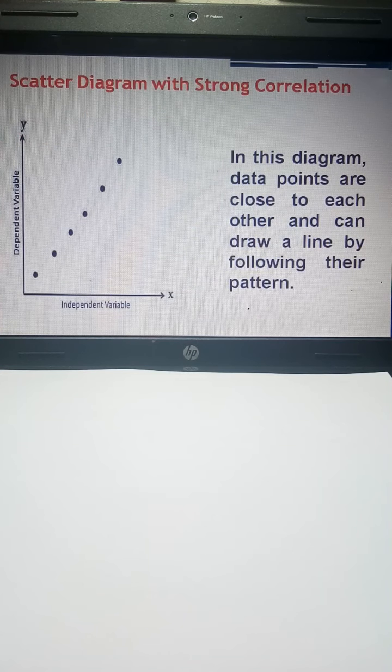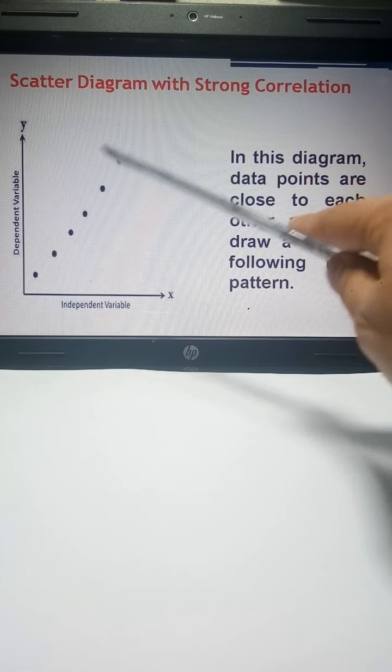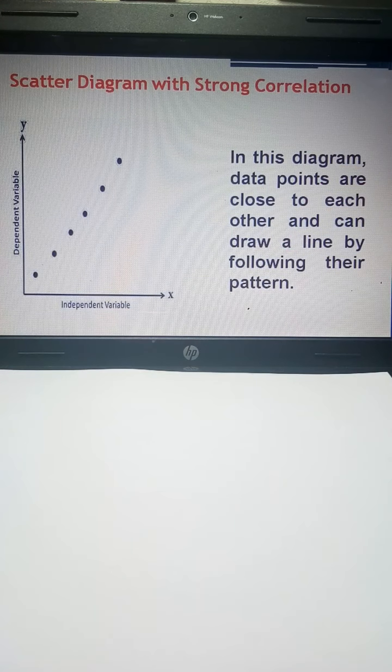Then the scatter diagram with strong correlation. Just look at the picture. It is very easy to draw the line. In this diagram the data points are very close to each other and we can draw a line by following their pattern. So if one thing is increasing, the other thing is also increasing. You can take a number of examples for this, like as age is increasing, height is also increasing. So there is a strong correlation between them.